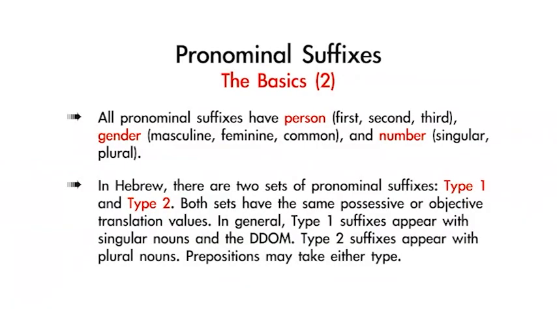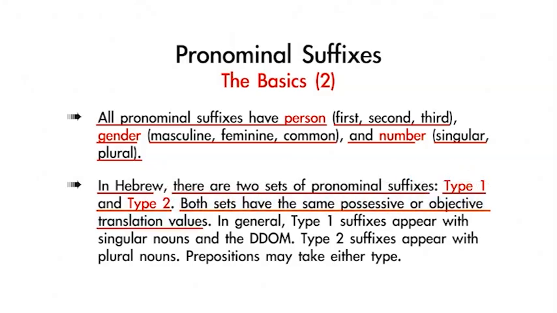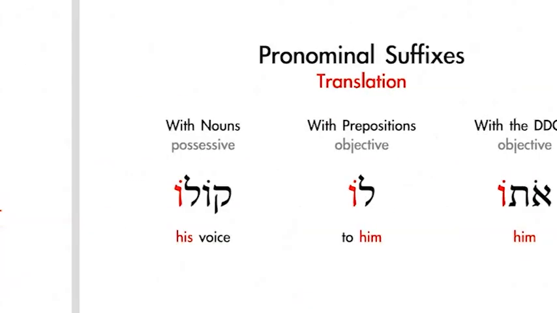Some more of the basics. All pronominal suffixes have person. They're going to be first, second, or third person. They also have gender. They're going to be masculine, feminine, or common. And then they have number. They're going to be singular or plural. In Hebrew, there are two sets of pronominal suffixes. There's the type 1 set and the type 2 set. Both sets have the same possessive or objective translation values. In general, type 1 suffixes appear with singular nouns and the definite direct object marker. Type 2 suffixes appear with plural nouns. Prepositions, however, can take either type 1 or type 2 pronominal suffixes.